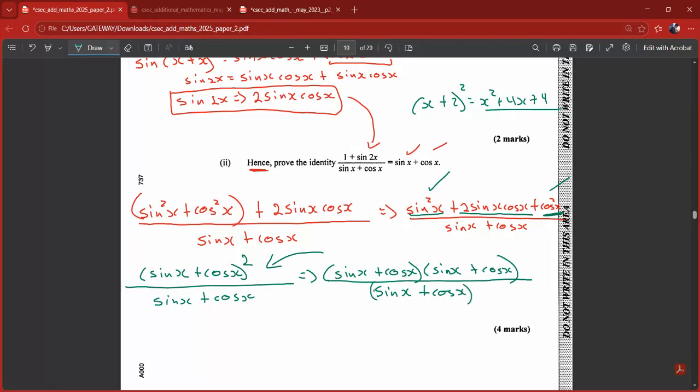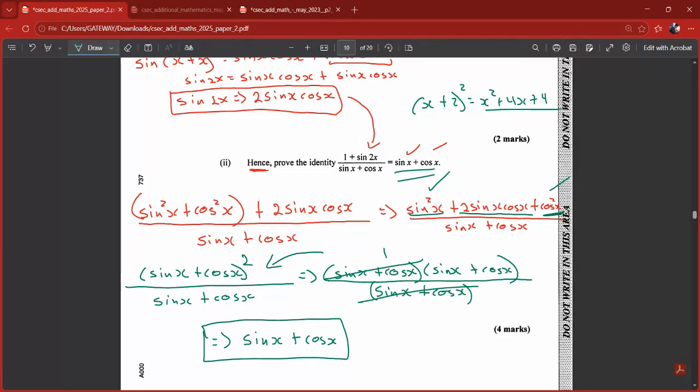I put it in brackets so you can see how I'm canceling it off. This cancels off with this, and I will get 1. 1 times sine x plus cosine x is the same thing as sine x plus cosine x. And this is what we have here. So understand this proof, right?